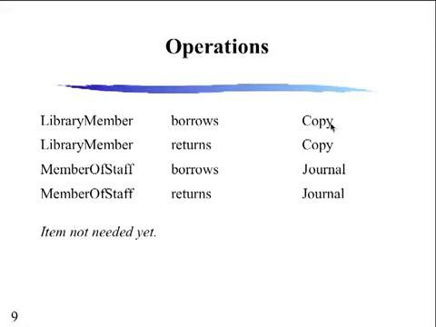And then we take a look at the operations, going back to the class responsibilities, the operations, and the data that each class is going to be holding. Then we look at this and say, well, a library member borrows a copy, returns a copy, and a member of staff can borrow and return. Item is not really needed in terms of the concept, so we can decide to scratch item off the list.